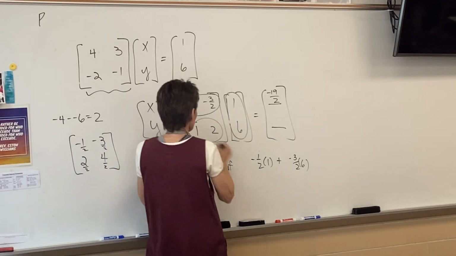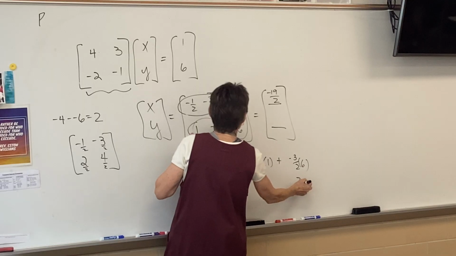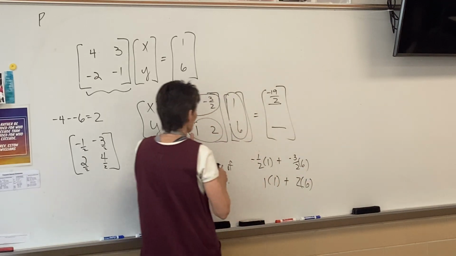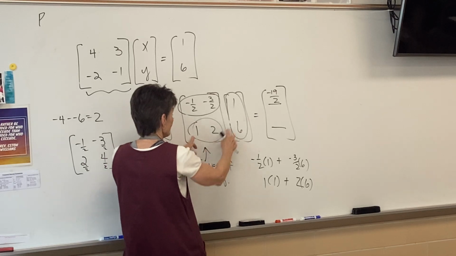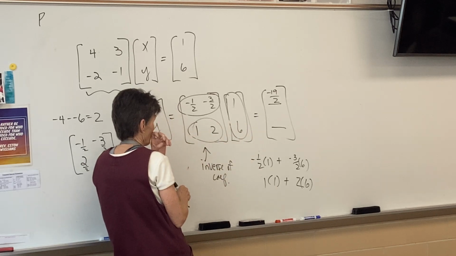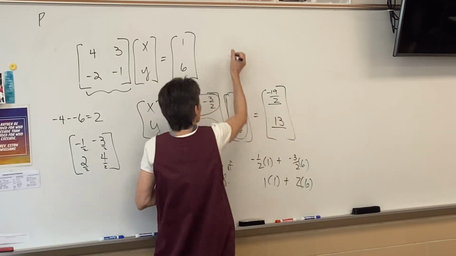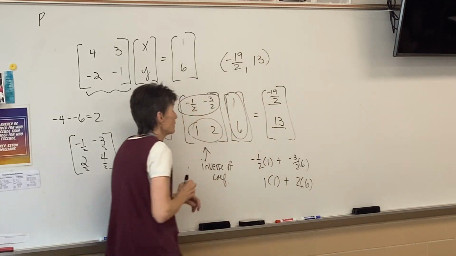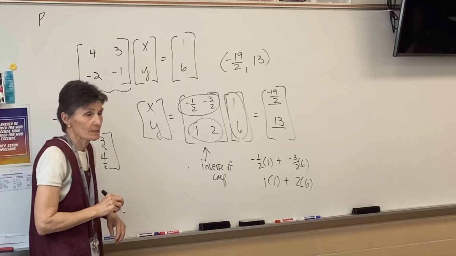And then we'll do the same thing with row 2. What does that mean for actually? 2 times 1/6. And so our answer is the ordered pair, -19/13.